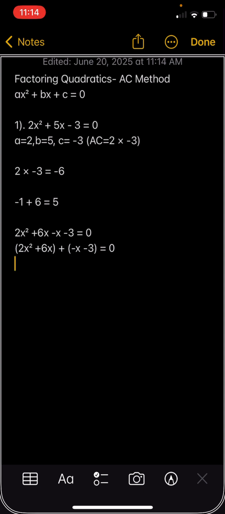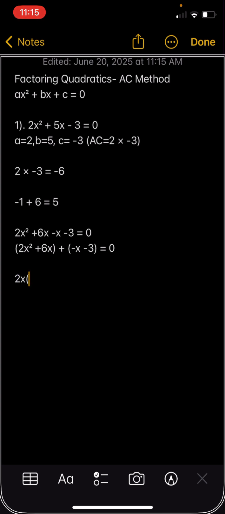In the first bracket, what do we have? 2x squared plus 6x. In the second bracket, we have negative x minus 3. Factorizing by grouping allows us to factorize each one of these binomials separately, as I said, using different GCF, greatest common factors. For the first bracket, we notice that we have 2 and 6. And the greatest common factor between 2 and 6 is 2 itself. The greatest common factor between x and x squared is x.